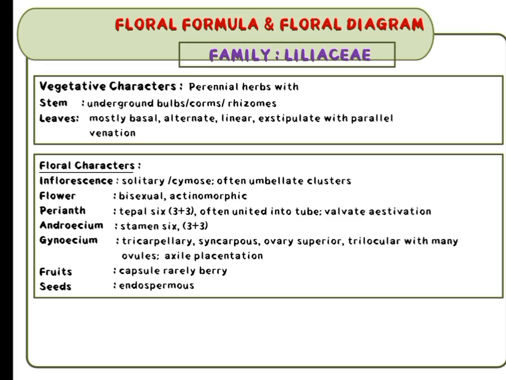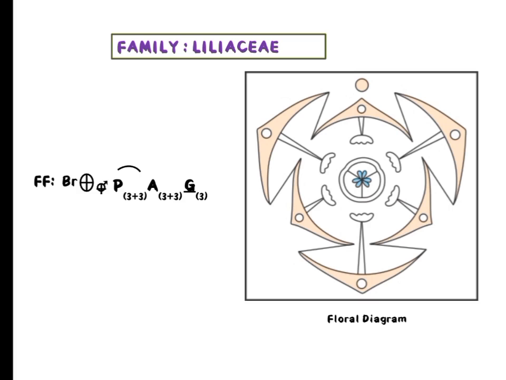The placentation type is axial placentation. We can see marginal placentation in the Fabaceae family and axial placentation in the Liliaceae family. The fruit is a capsule, and rarely berry type fruits can also be seen in the Liliaceae family. Then come to the seed part. Seeds can be endospermous. So this is the structure, that is the floral diagram and floral formula.